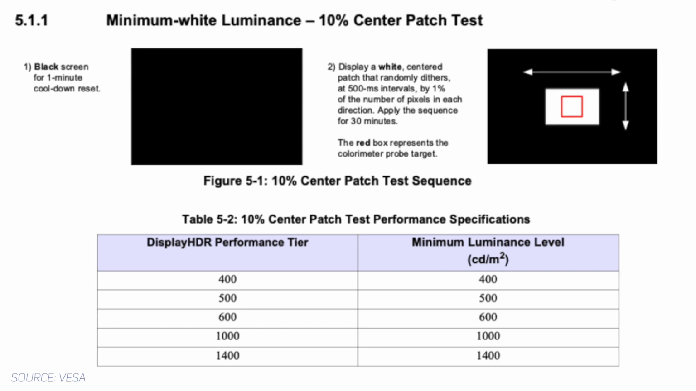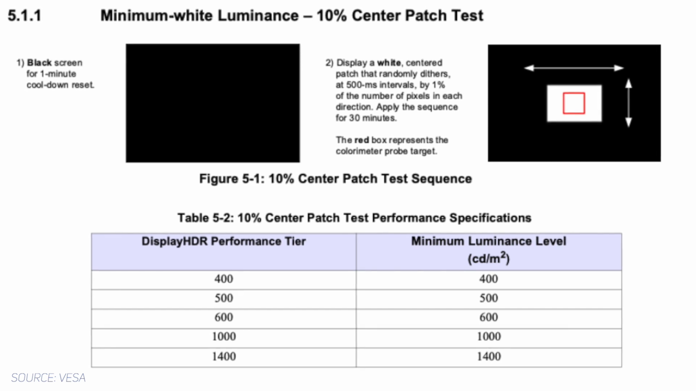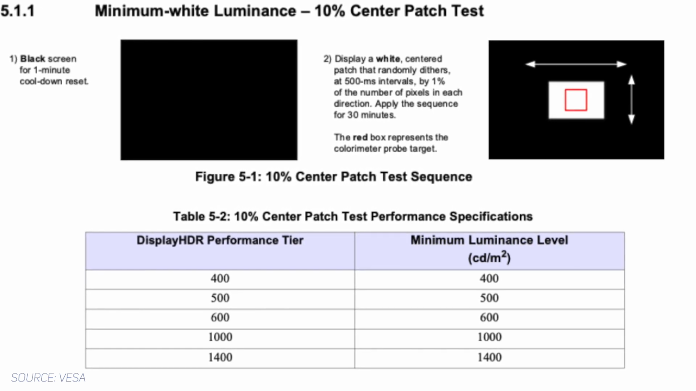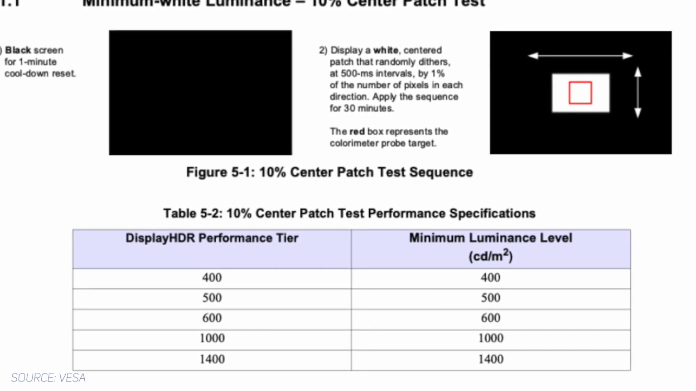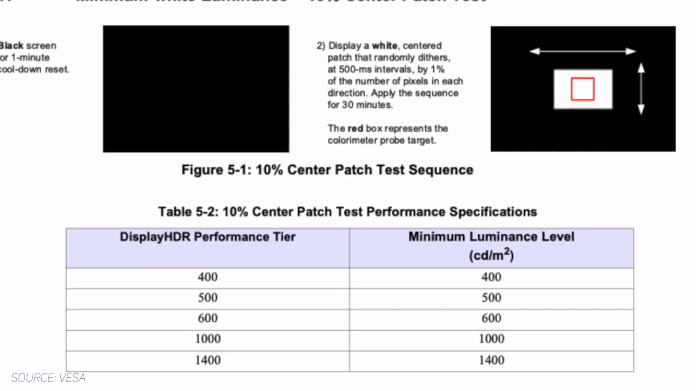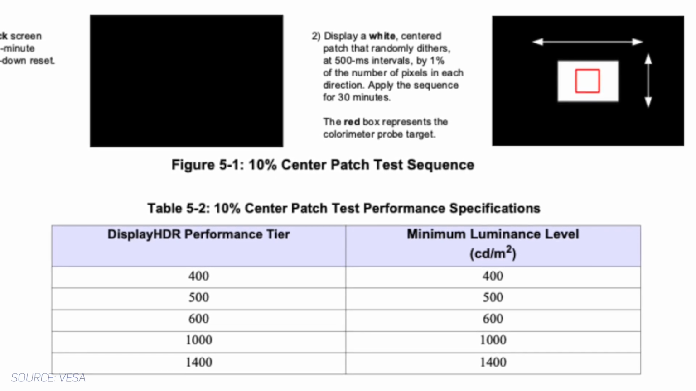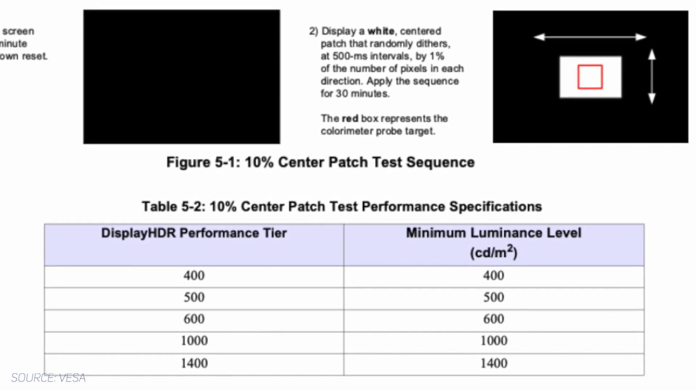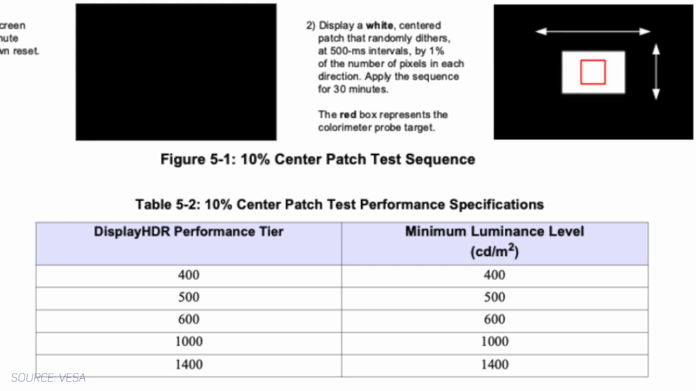So beyond the top line number of 400 to 1400, which represents a 10% patch test. So we do a 10% of the screen at this luminance level, the rest of the screen is black, and we test this for 30 minutes. So this is a long endurance test for a display to be pumping out potentially all the way up to 1400 for half an hour. This is really going to test the thermals in the display, and a good many displays will trigger a thermal protection and will start dimming the display if they're not capable of meeting these targets.